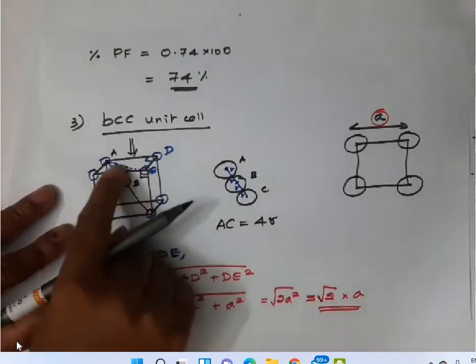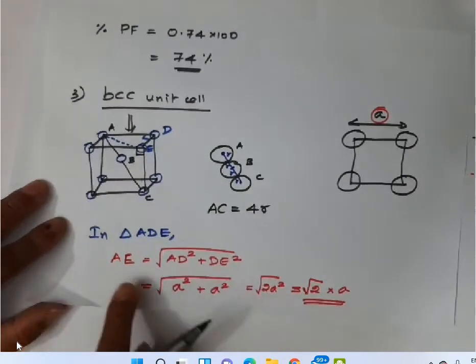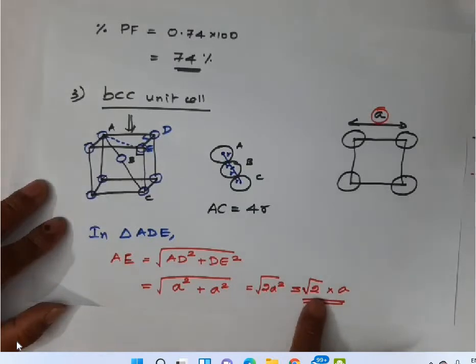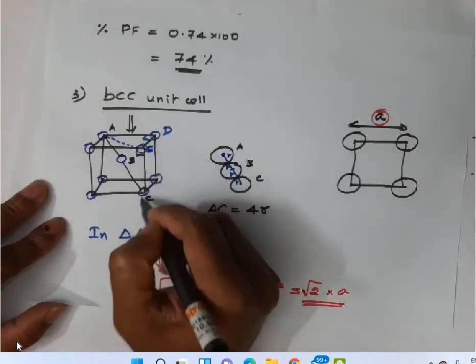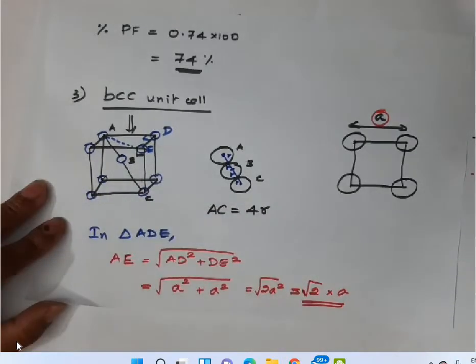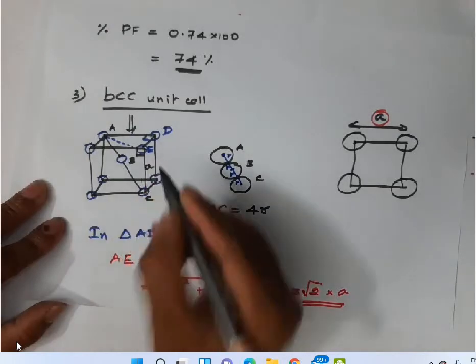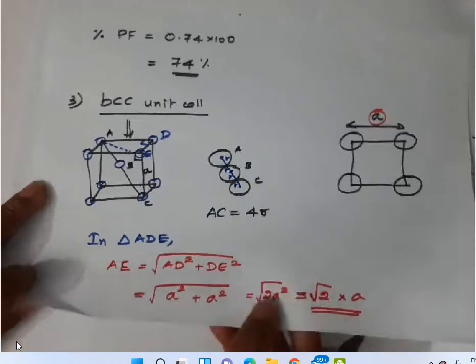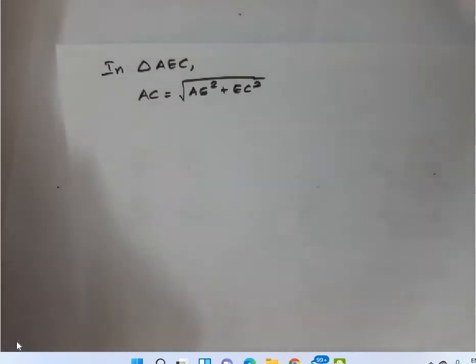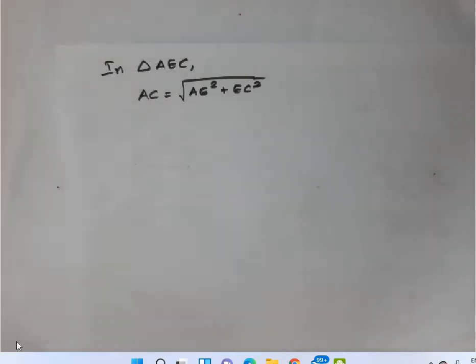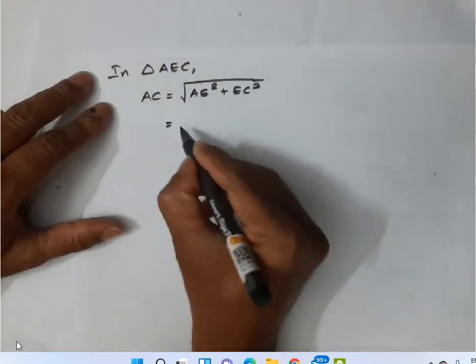AE is the face diagonal whose value we got already, which is nothing but root 2 into A. Okay, this is the value of AE. And what is EC? According to the diagram, EC is nothing but edge length. Okay, EC is edge length A. Therefore, I'll substitute those values here, AE value and EC value.